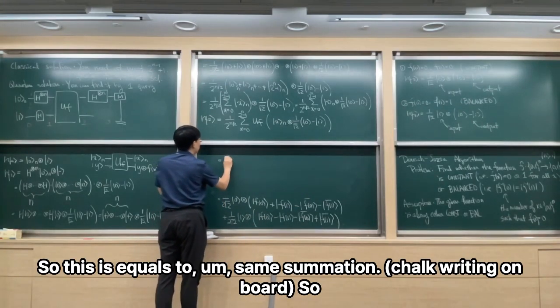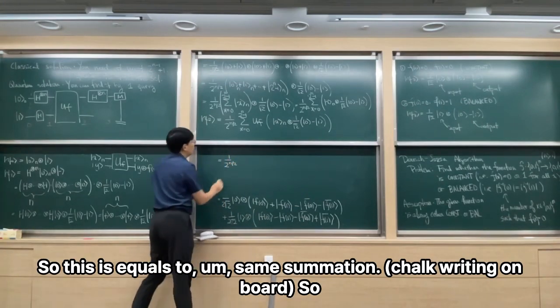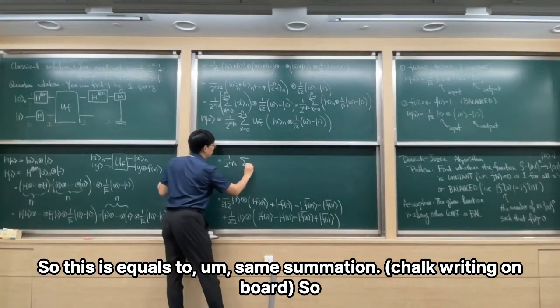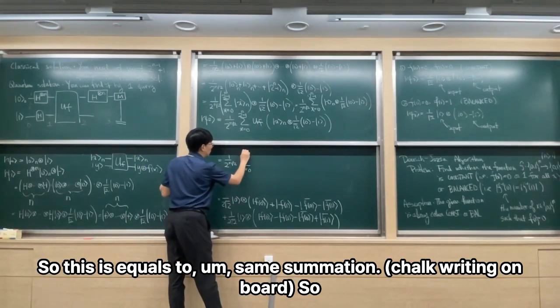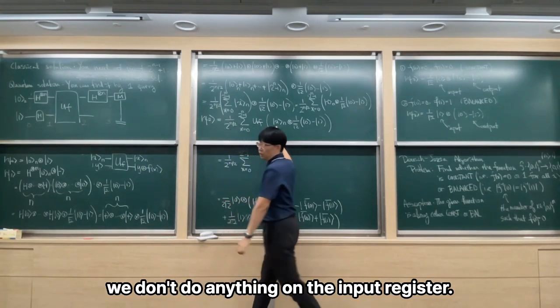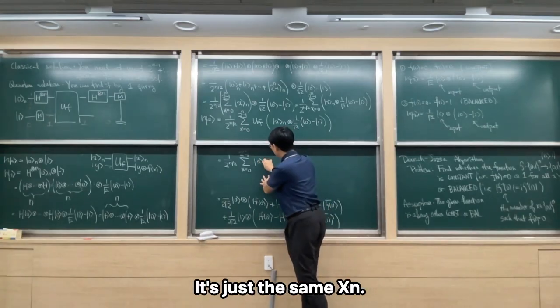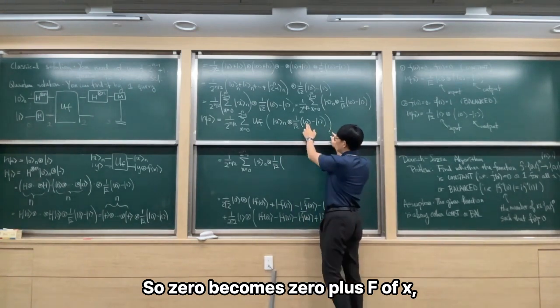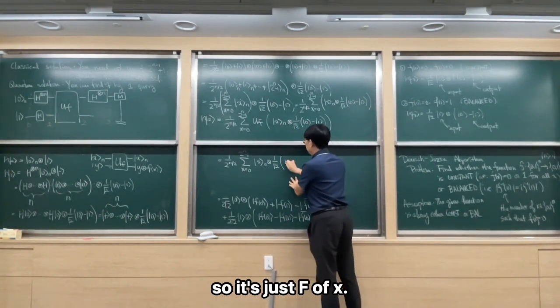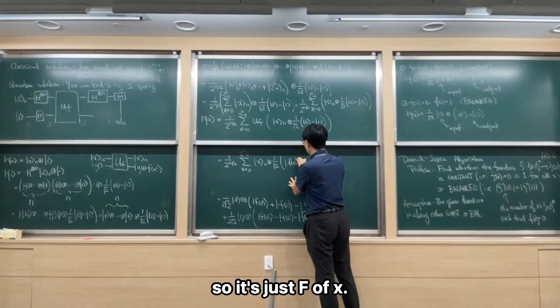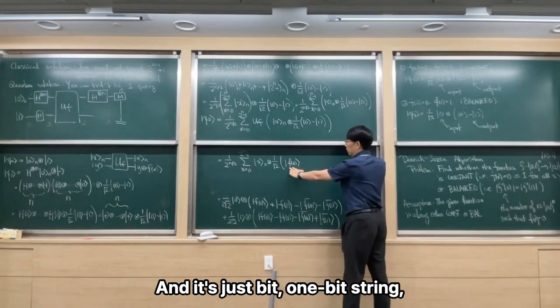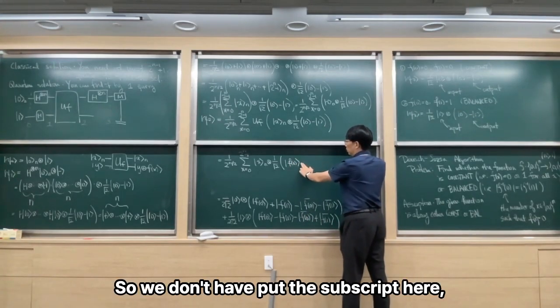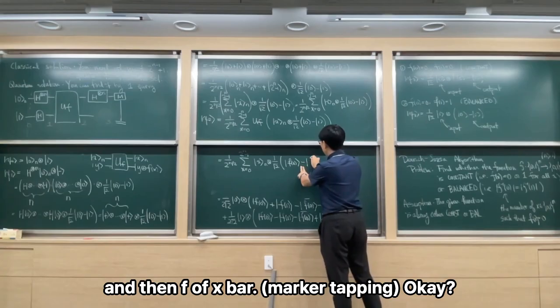So this is equal to the same summation. We don't do anything on the input register, it's just the same x n. But how about on the output register? 0 becomes 0 plus f of x, so it's just f of x. And it's just one bit, one bit number, so we don't put the subscript here. And then f of x bar.